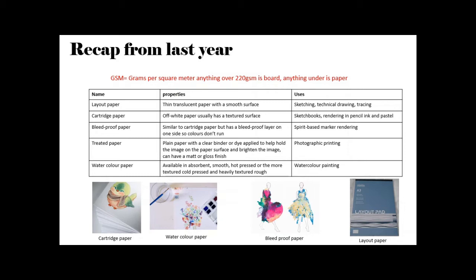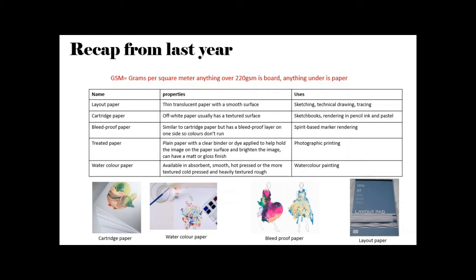And then the last one is watercolour paper. This is available in either absorbent or smooth or hot pressed. There are other textures that you can get. So you can get rough textured like you can with cartridge paper, or it can be smooth. But the whole point is it holds watercolours really well without bleeding, without separating, without fading. And as the name suggests, watercolour paper is used for watercolour painting.